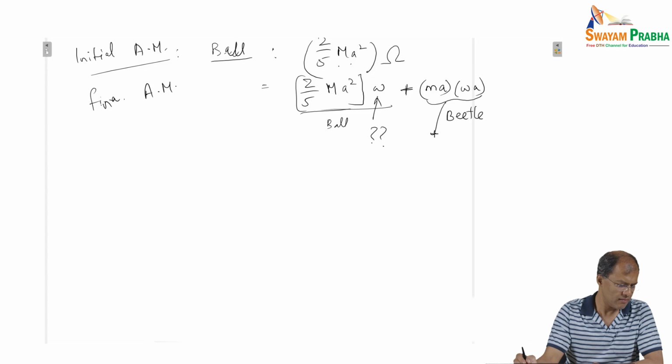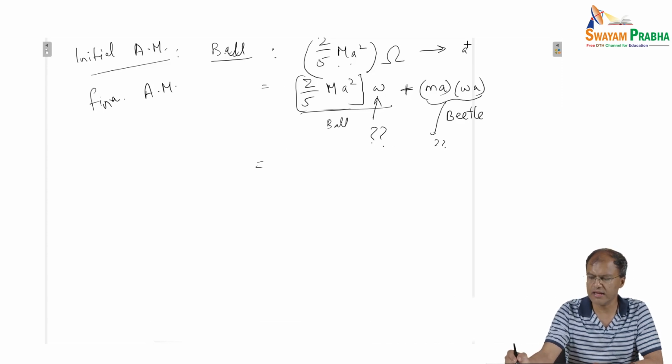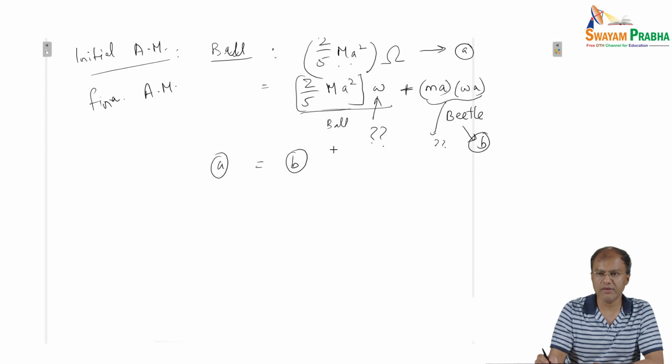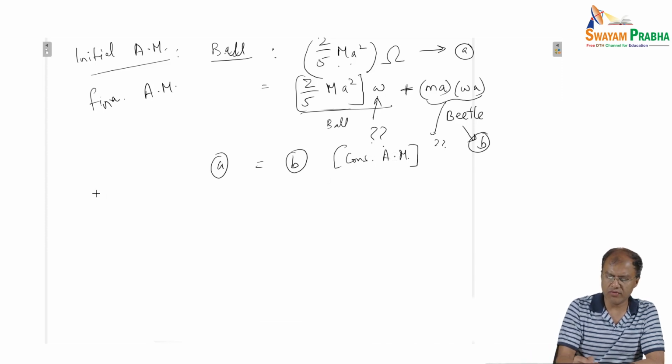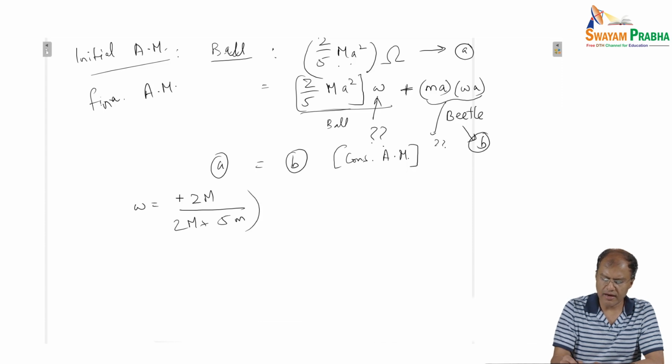And we see that the net, we can equate these two components. Let me call the first expression A, the second expression B. We can equate A equal to B because of the conservation of angular momentum, and we see that the new angular velocity omega is 2M by 2M plus 5m times the initial omega.